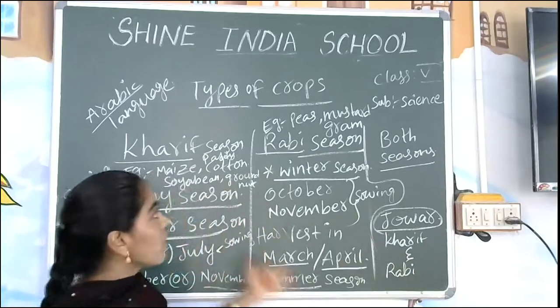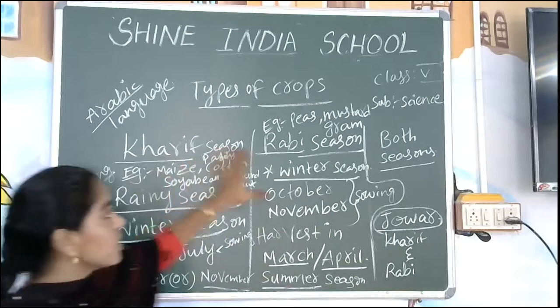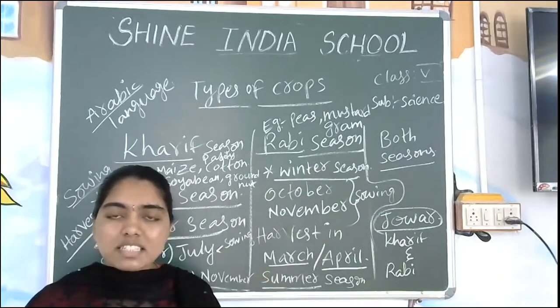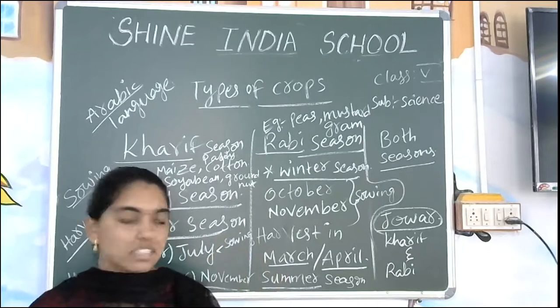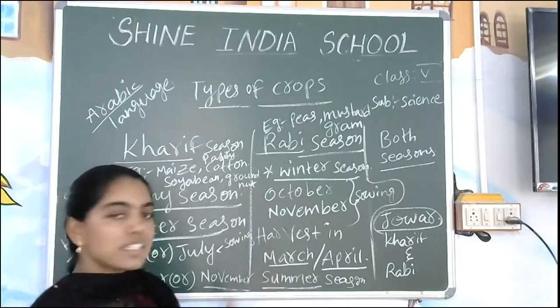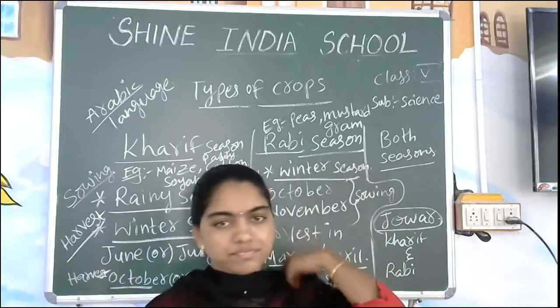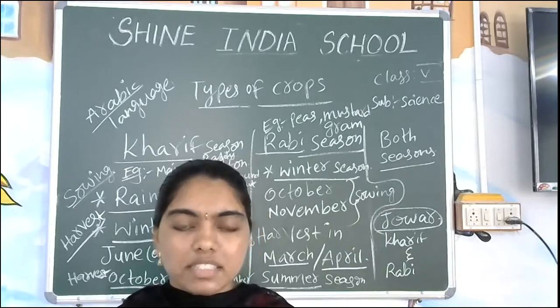This is about our main seasons. What are the Kharif season, Rabi season, and the plants which grow in both seasons. What are the main seasons for us? Rainy season, winter season, and the next one, summer season. In the same way crops are also divided according to the rainy season, summer season, all these things. Now I am going to show you the pictures of maize. The first one is the maize.